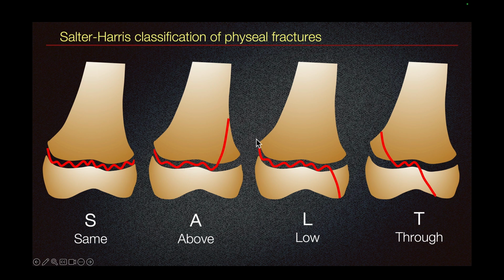In type 3, the fracture goes through the physis and out from the epiphysis. And in type 4, the fracture goes through both metaphysis and epiphysis.